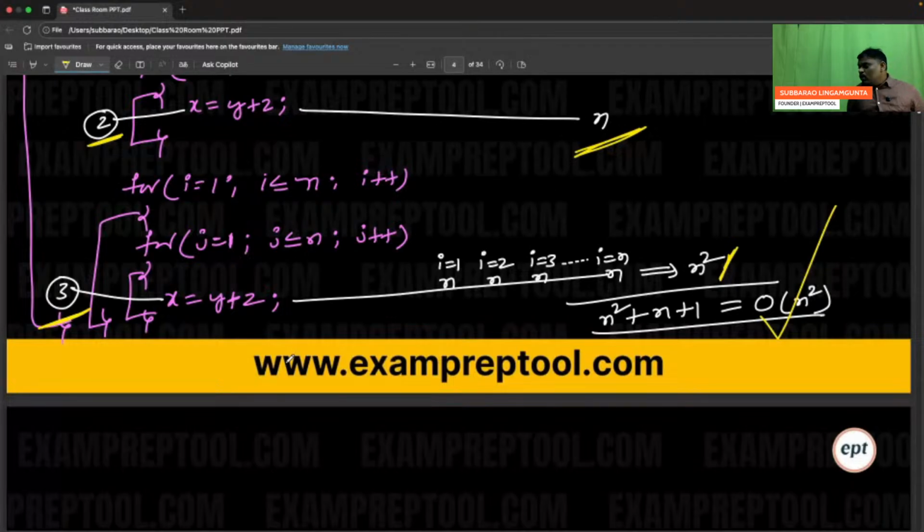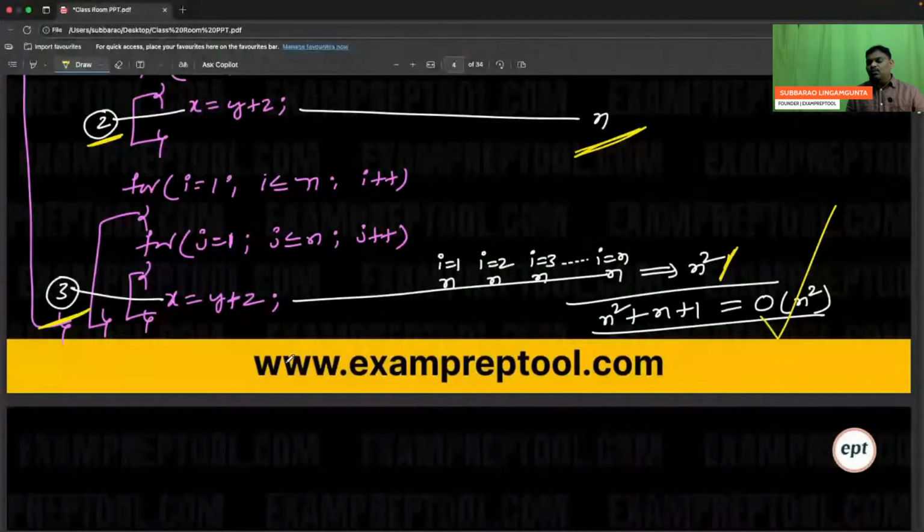Sir, big O or omega or theta? I think you can use any symbol. Big O you can use, omega you can use, theta you can use.